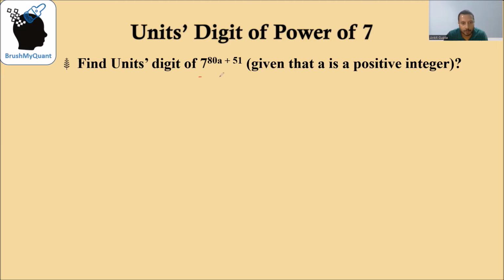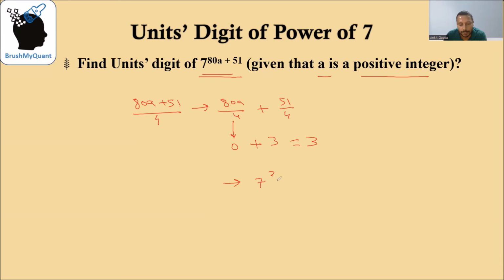Find the units digit of 7 raised to 80a plus 51, given that a is a positive integer. Now since the cycle is 4, we need to divide 80a plus 51 by 4 and check the remainder. We know the remainder of this will be the same as the remainder of 80a by 4 plus the remainder of 51 by 4. Now this will be 0 because 80 is divisible by 4, and 51 by 4 will give us a remainder of 3. That means the overall remainder is 3. That means the units digit of 7 raised to 80a plus 51 will be the same as the units digit of 7 raised to 3, and will be equal to 3 itself.